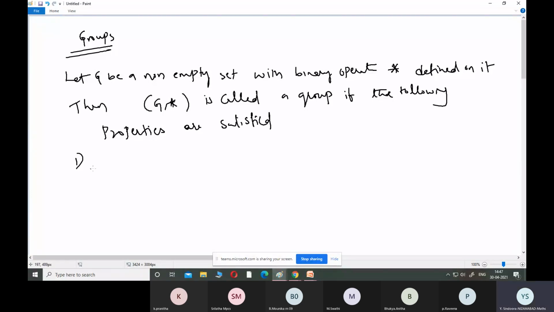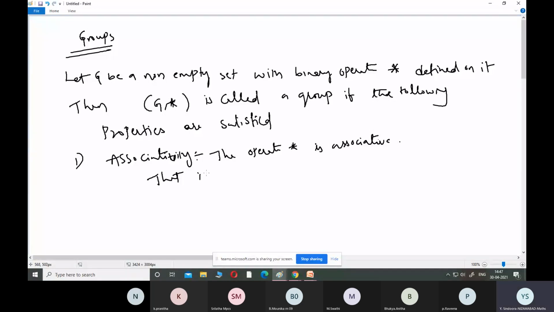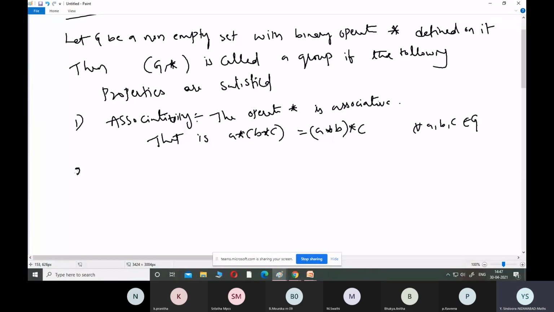The first property is associativity. In associativity, we define it like this: the operation star is associative, that is, a star (b star c) should be equal to (a star b) star c, for all a, b, c belonging to G. And the second property it needs to satisfy is identity.